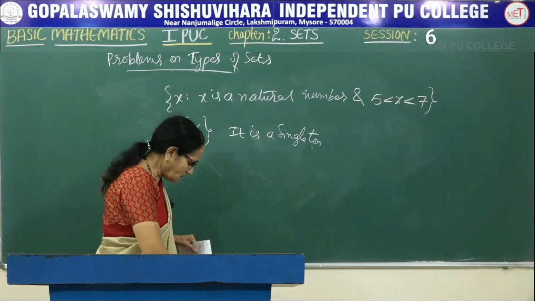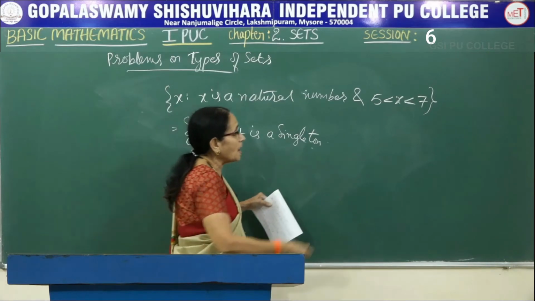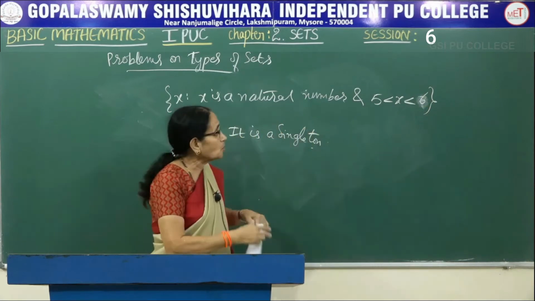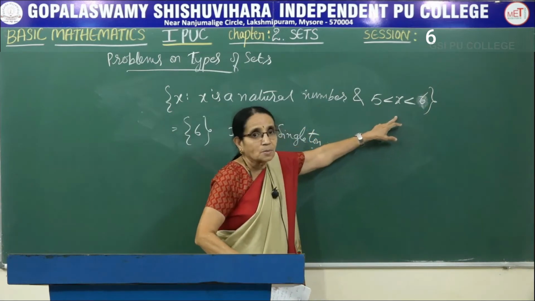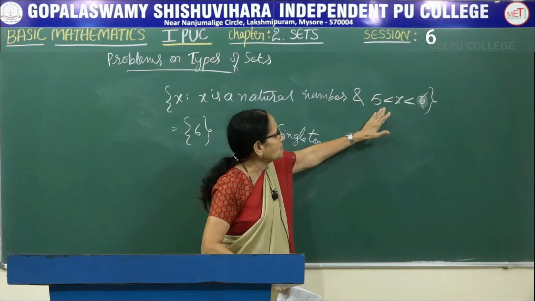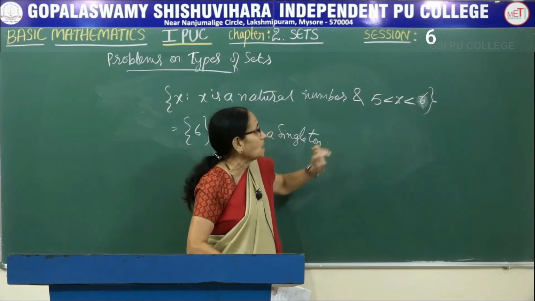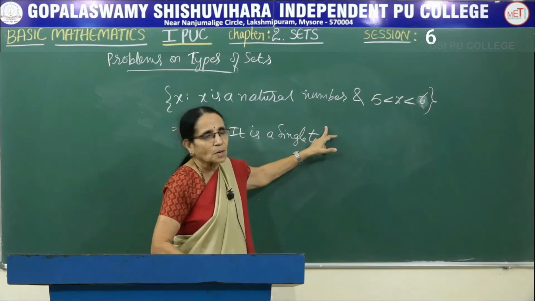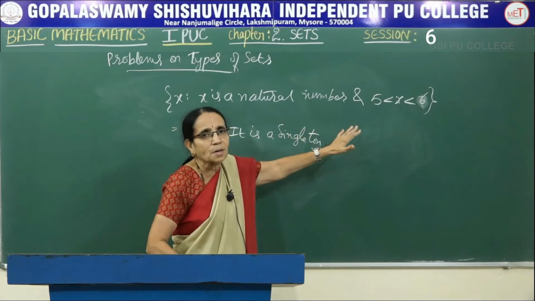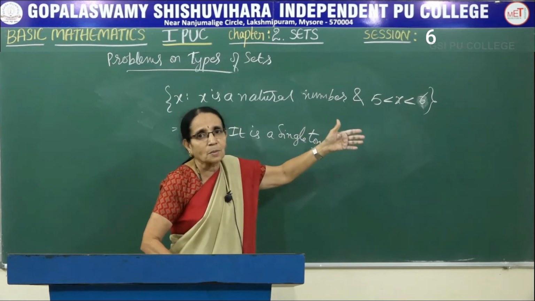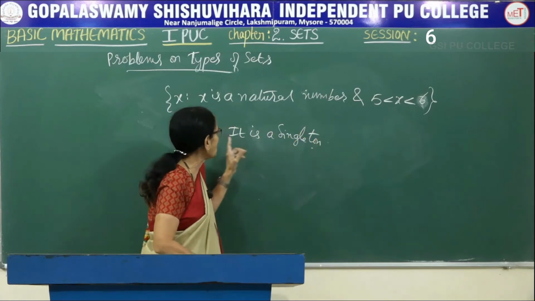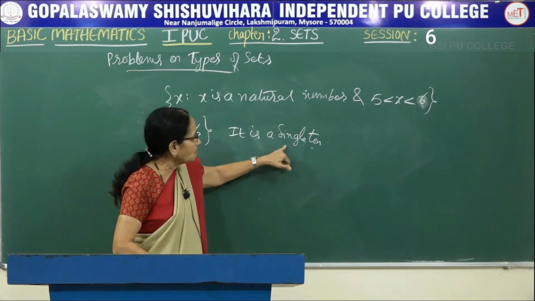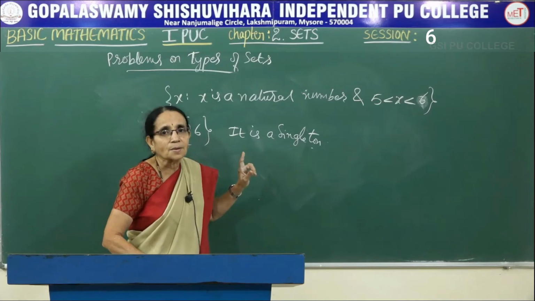Here, take the same example. Suppose I had given, instead of 7, suppose I had written 6 here. Now you observe it is strict inequality. We don't have equality here. 5 less than x less than 6. That is, x lies between 5 and 6 and x is a natural number. Can there be a natural number between 5 and 6? We have infinite real numbers but not a natural number. In that case we have to write the empty brackets. So here, instead of a singleton, we should write it as a null set.